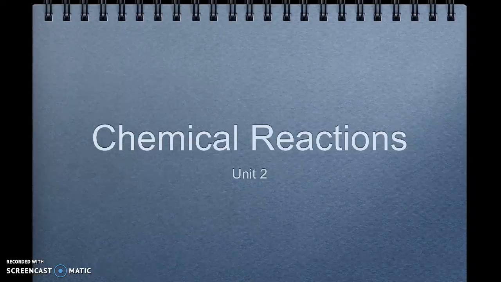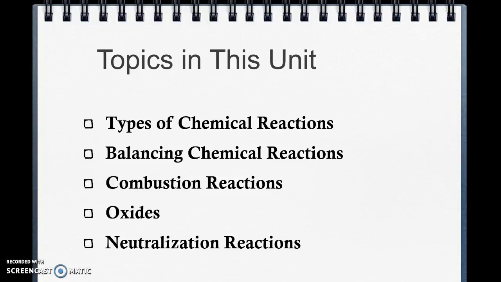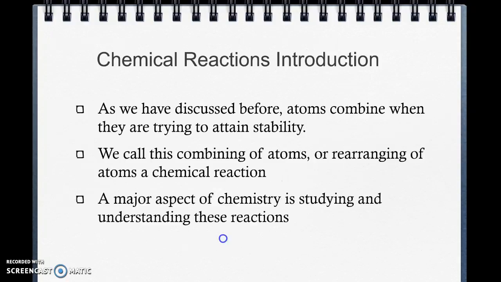So you guys all have the PowerPoint of Unit 2. There's probably a couple extras in the room if somebody somehow didn't get one, but we'll just quickly go through it. A lot of it's the same as what we did in Unit 1, so types of chemical reactions, balancing chemical reactions. They talk about combustions, oxides, and neutralization.